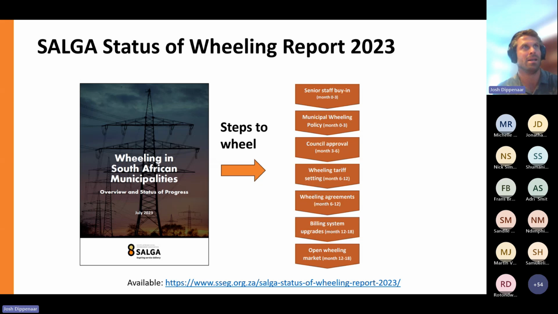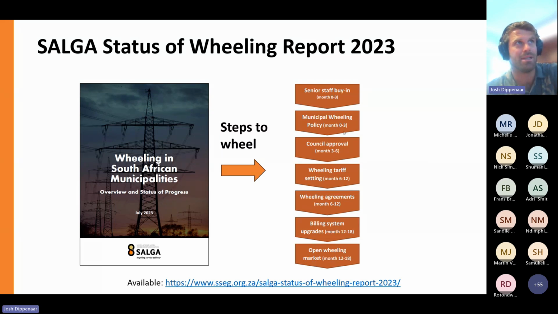The first step is senior staff buy-in. It goes without saying that if senior staff aren't convinced that wheeling is important and necessary, then we're going to struggle to progress. We're going to struggle to get tariffs approved. We're going to struggle to get policies approved. So we really want to get senior staff buy-in. Hopefully the people on this call can be the wheeling champions in your municipalities and drive this process. We've also got resources, videos, and infographics that you can take back to your councils and your heads of departments to explain these concepts of wheeling to them.